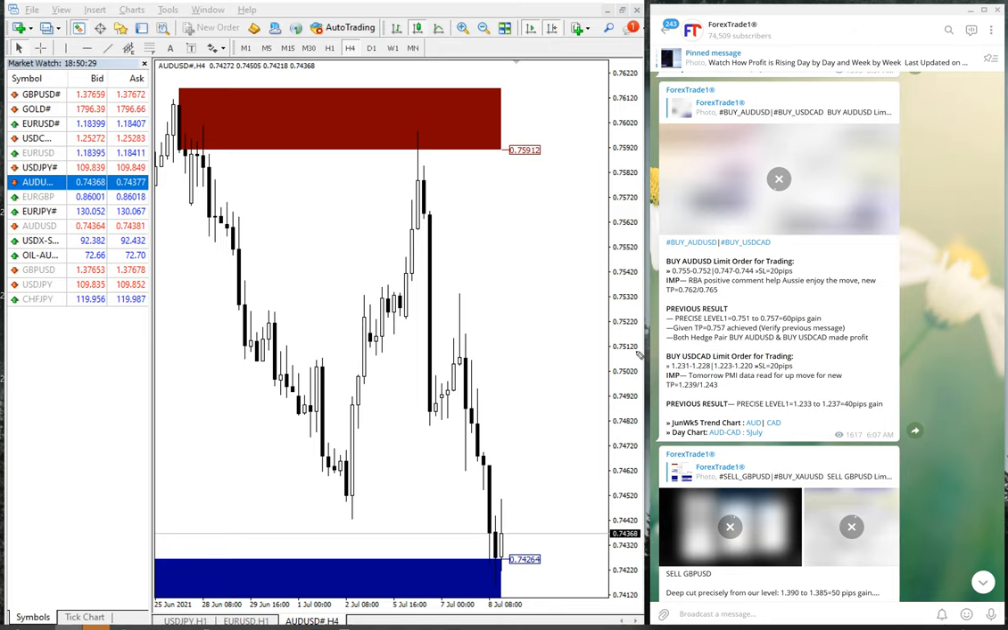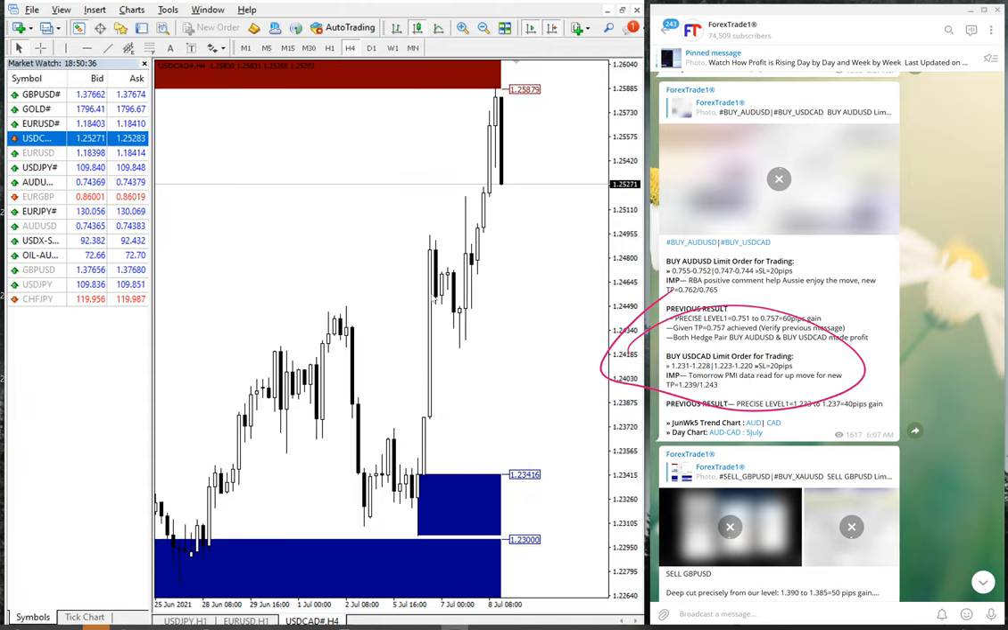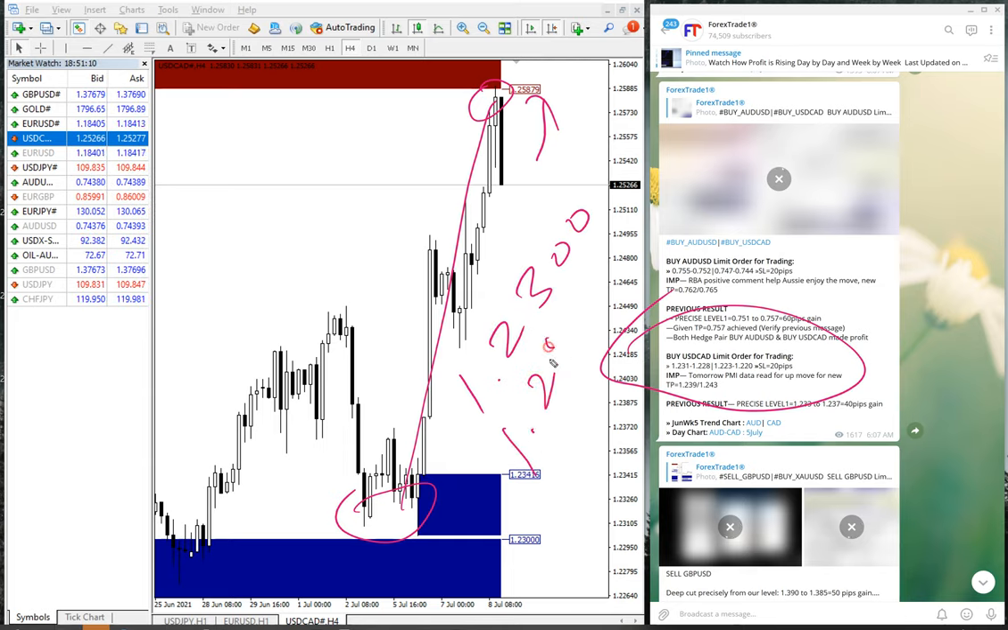Then the last one is USD CAD. The USD CAD chart performed well, and the loss of 40 pips we booked on AUD is easily digested by USD CAD's performance. It performed from 1.23, which is here, all the way, and it is still performing on the positive side. It performed from 1.23 till 1.259, which is a 290 pips gain, which is a huge gain on USD CAD.